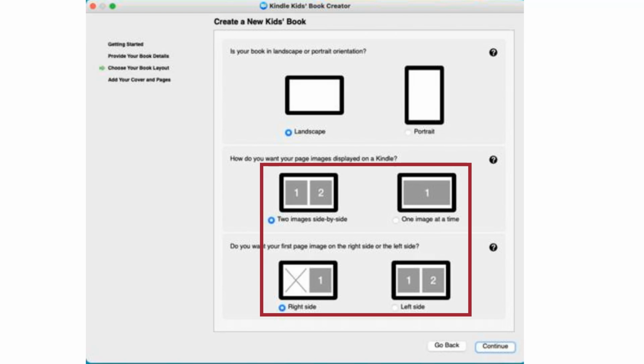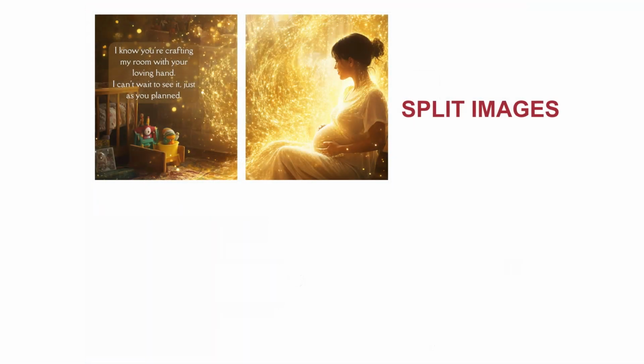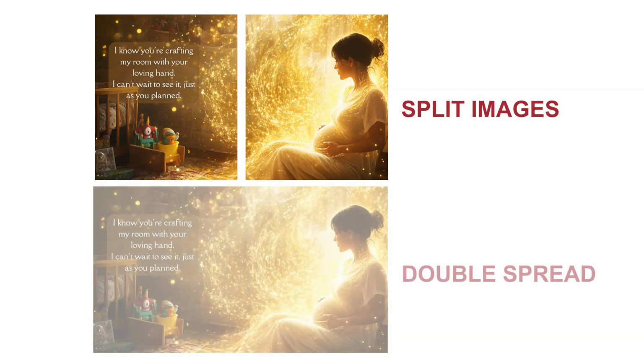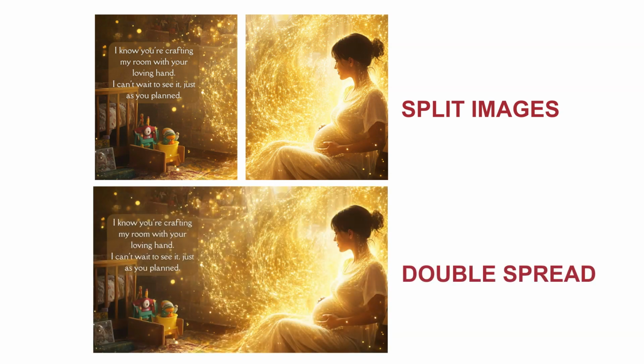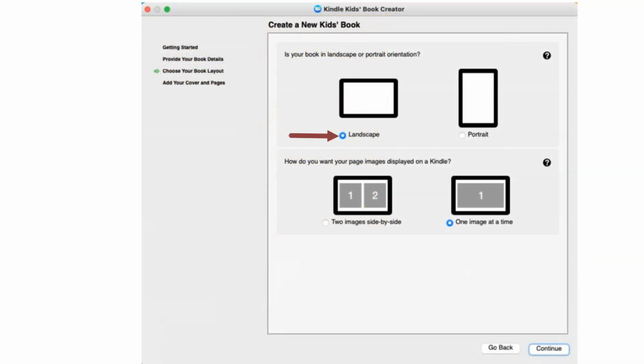If you select landscape, you'll also need to decide whether to display the pages as separate left and right pages or as one single spread across both pages. You cannot rotate between the split images and double spreads within the same book. You have to choose one format for the entire ebook. I choose the landscape format and only use one JPEG image per page to have the artwork extend across both the left and right pages. After making your selection, click Continue.